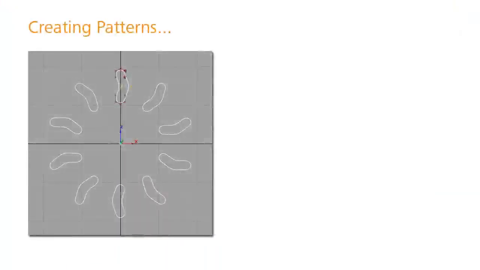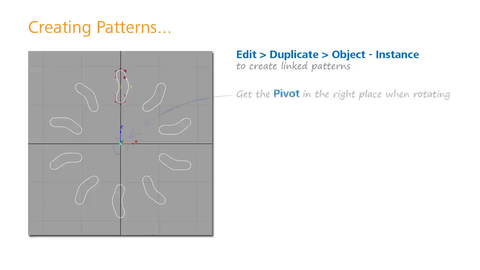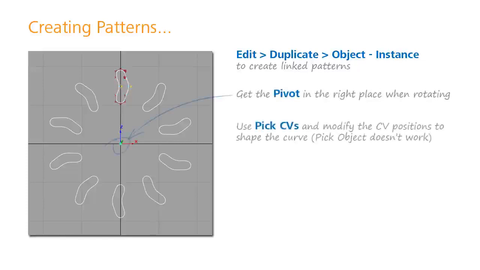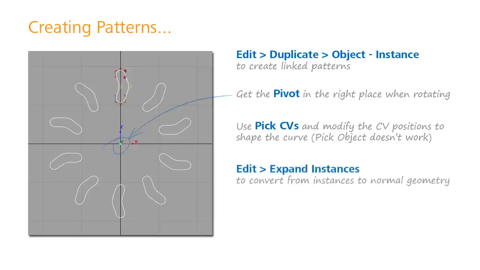So to summarize, one way to create linked patterns is to use the Duplicate Object tool set to instances. And if you're doing a revolve, don't forget to set the pivot point of your curve or surface in the right place. And then the key thing is to use the Pick CV tool to modify the CVs to reshape the instances, because it doesn't work if you're using Pick Object. And then to turn the instances back into normal geometry, use the Expand Instances tool.